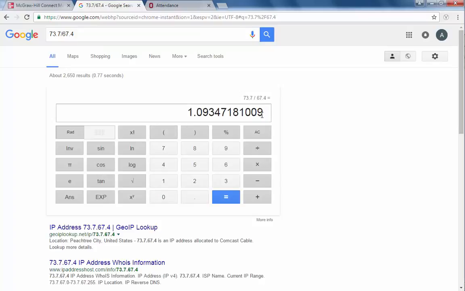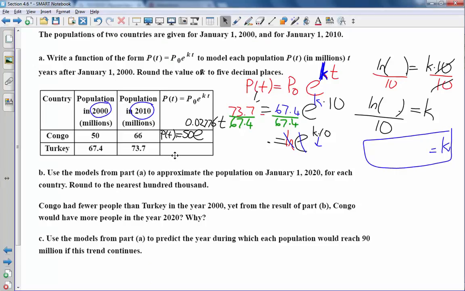I don't think it's terminating, so I will just leave this like that. Put ln of both sides next. We put ln around this number. So I'm not computing this yet until the last moment.